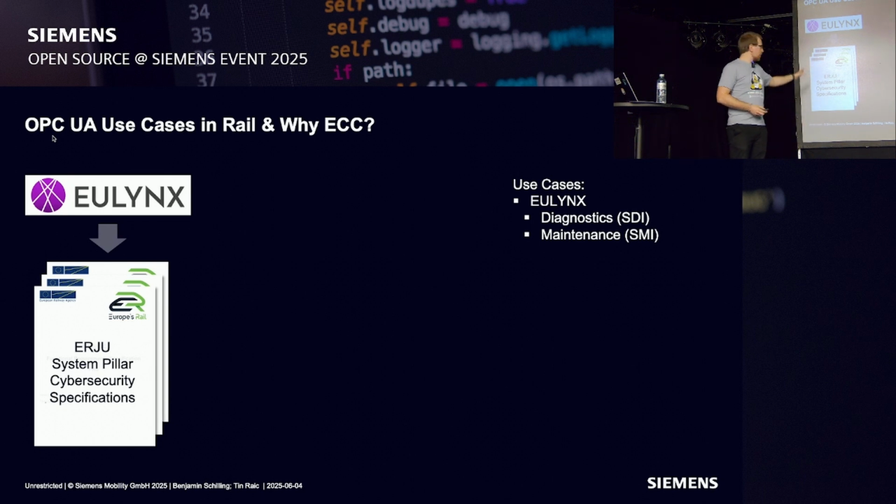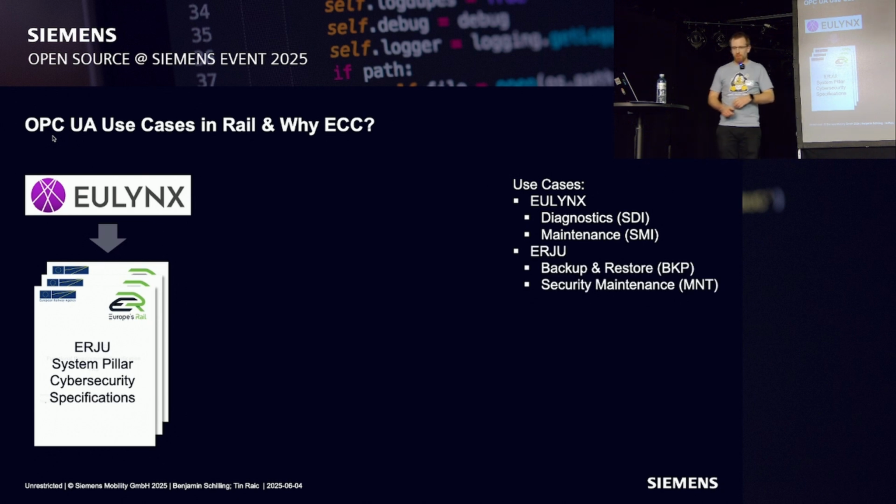And in there is a system pillar group and a working group on cybersecurity, and they just released the first version of cybersecurity specifications. And in there, additional use cases for OPC UA were defined, and also how OPC UA should be secured and what kinds of certificates or keys we want to use there. And that's basically where the elliptic curve cryptography was introduced. Also, new use cases came, like backup and restore and security maintenance, in addition to the ones already defined by ULINX.